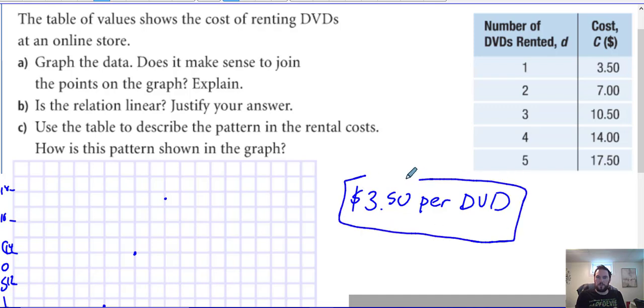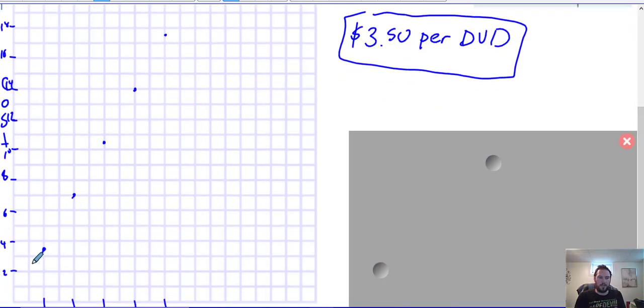It's $3.50 per DVD. And then how do we see that in the graph? Well, we can see it by looking at the change that happens. How far do we have to move to get from one point to the next point? We have to move over 1. So to go from 1 DVD to 2 DVDs, we move over 1. And then to go from my price of 3.50 to 7, we go up 3.5. And then again, what happens? We go over 1 and we go up 3.5. So we see this again, $3.50 for every 1 DVD purchased.